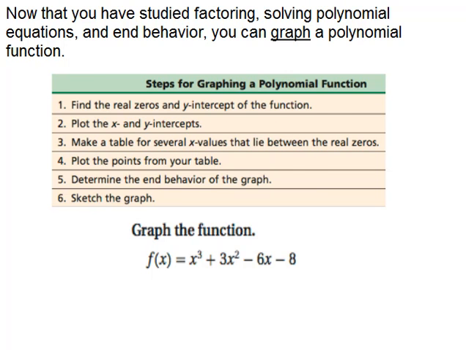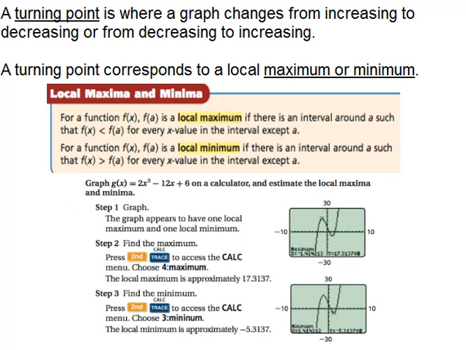Finally, we have what are called local maximum and minimum points. This is a turning point where the graph changes from increasing to decreasing or decreasing to increasing. And we have a local maximum or minimum. Again, you can use your graphing calculator to help you with many of these kinds of problems.